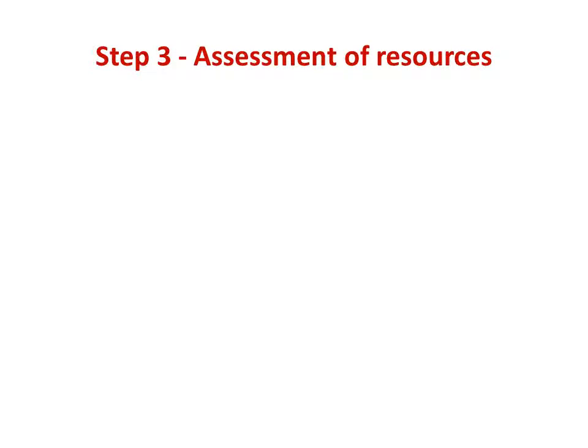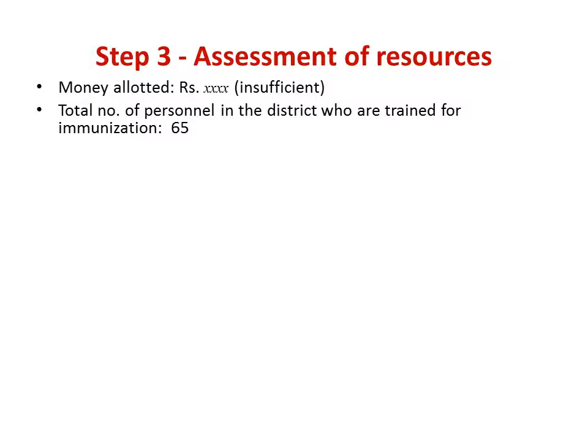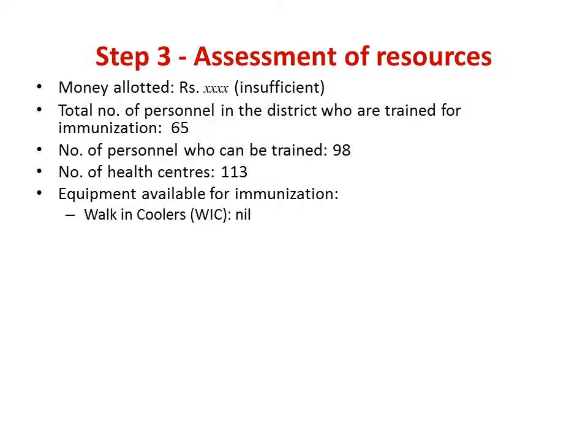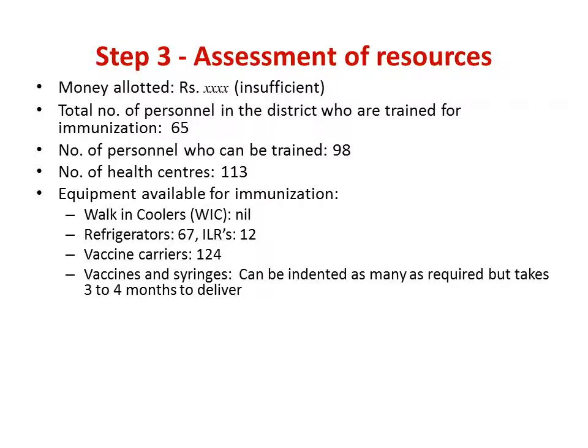So after setting our goals, the desirable future state of 100% immunization, now we pay attention to the resources that we have. We see that the budget is insufficient, the total number of personnel who are actually trained for immunization is insufficient, there are few more who can be trained, total number of health centers are just adequate, the equipment available for immunization is inadequate. It is seen that vaccines and syringes can be indented as per the requirement, but it will take 3 to 4 months to come to us.